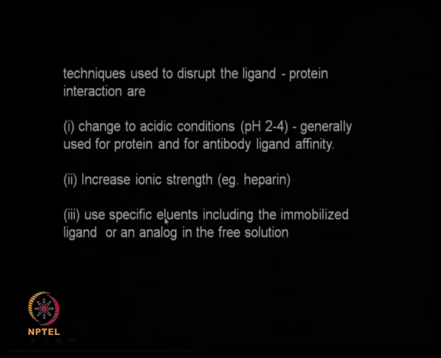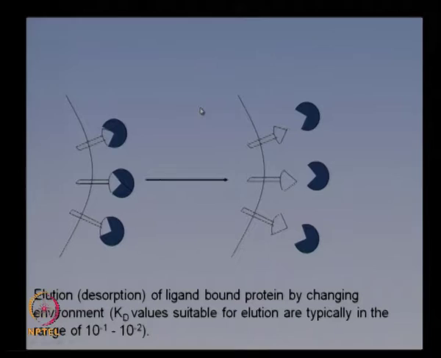You can use specific eluents. For example, we can have immobilized ligand, that means the ligand which is immobilized also in the eluent, or we can have analog in the free solution, that means we can have a similar looking protein which will displace the original protein which is bound to the affinity ligand. So all these techniques can be used for desorbing or disrupting the ligand and protein interaction.